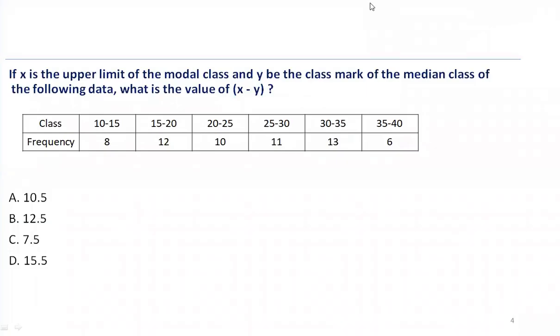So this question is from statistics. If X is the upper limit of the modal class and Y is the class mark of the median class of the following data, what is the value of X minus Y? Okay, so X is nothing but the upper limit of the modal class. They have given it in the first line of the question.